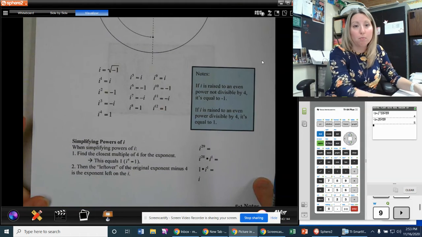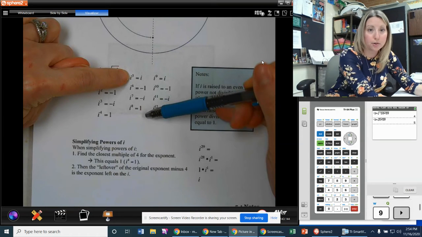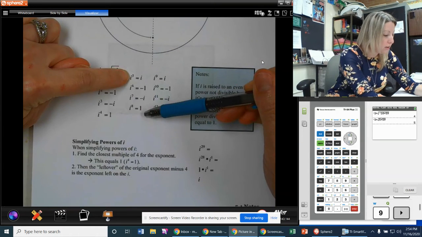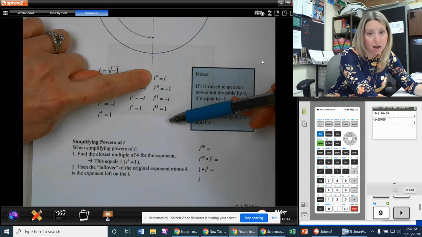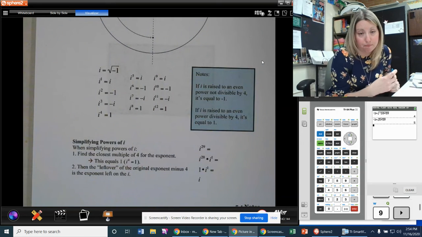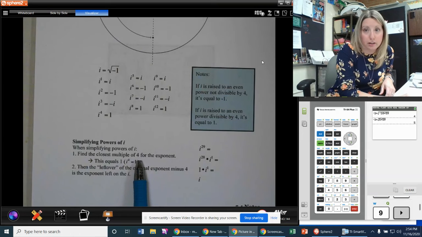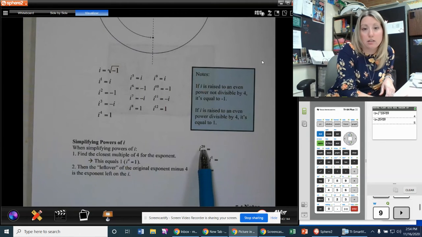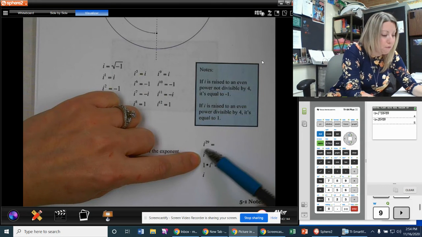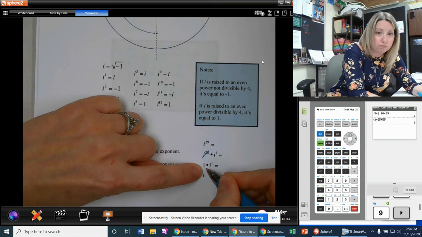We call it cyclical because after I to the fourth, you get I to the fifth, right? Well, it restarts the pattern. After I to the eighth, you get I to the ninth, and it restarts the pattern again. So when simplifying powers of I, since it's a pattern of 4, find the closest multiple of 4 to that exponent. So in this case, 29 is my exponent. So the closest multiple of 4 is 28. Since it's divisible by 4, that is equal to 1.